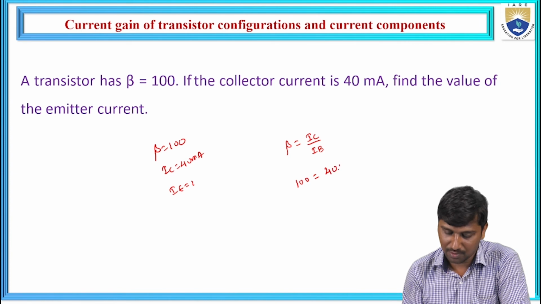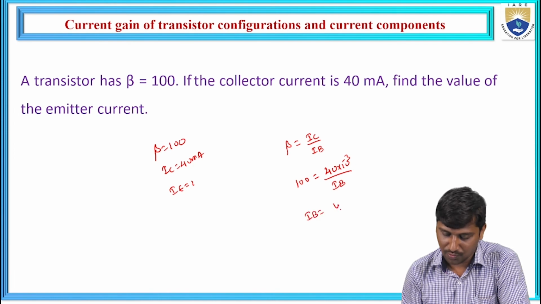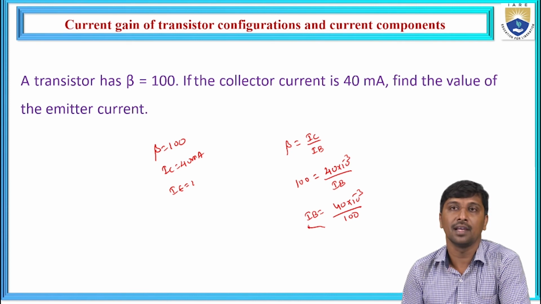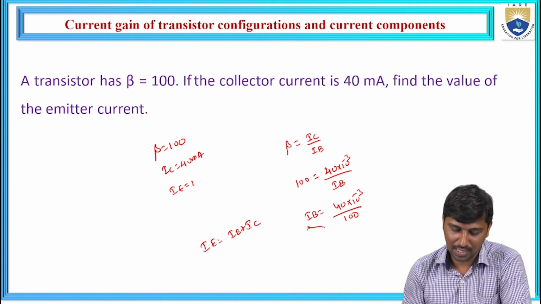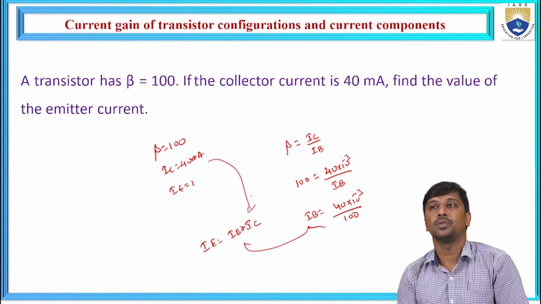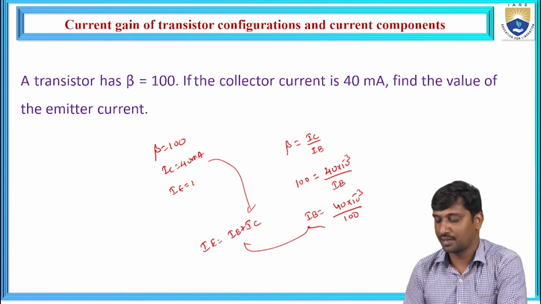IC they given that 40 milliamperes. So now we need to calculate IB first. From this, IB is equal to 40 into 10 to the power of minus 3 by 100. Then we will get the IB value. After that, you can find this IE is equal to IB plus IC. Substitute this IB value and IC value to get the emitter current.